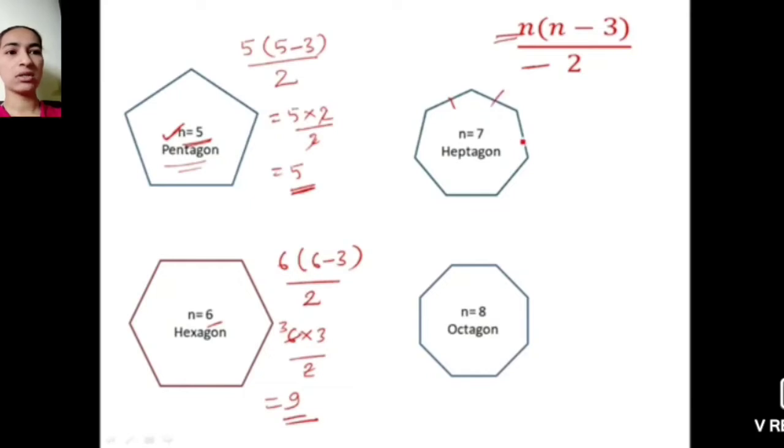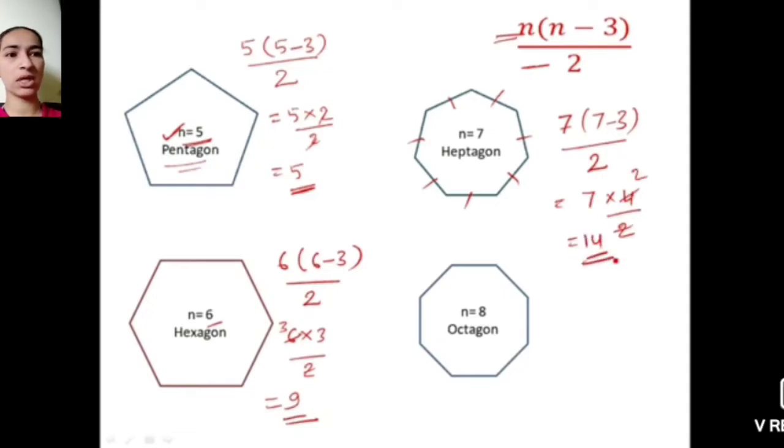And in a heptagon, see, count these lines. There are 7 lines. That means 7 sides are there. So put the value 7. Yes, 7(7 minus 3) divided by 2. So 7 multiplied by 7 minus 3, which is 4, divided by 2. So 2 twos are 4, and 7 twos are 14. There are 14 diagonals in a heptagon.